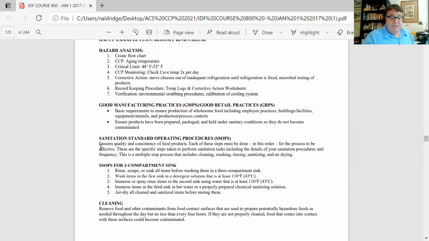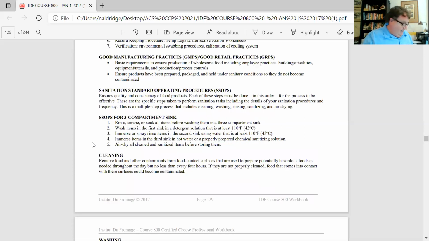Sanitation standard operating procedures, SSOPs, know what that is. SSOPs for the 3-compartment sink. Also for the 3-compartment sink in this area, and you'll find it more specifically in the best practices for cheesemakers, know how to properly clean and sanitize a cutting board in your cheese shop. Please make a note of those steps. Do you wash it, rinse it, sanitize it, dry it? Usually you're going to wash it, rinse it, sanitize, dry.